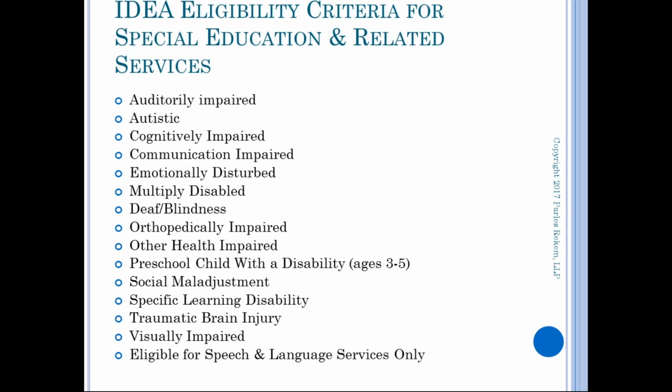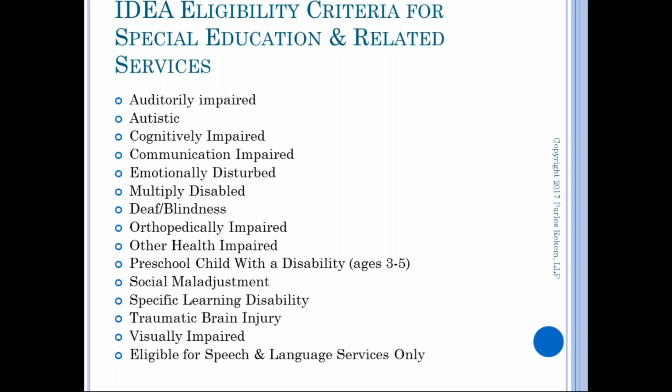Next slide. A child with a disability. Who is a child with a disability? Under the law, a child with a disability has to be in one of the classifications listed. These classifications you'll find on the first page of your IEP, and some of them are broader than others, but they're really saying what the child's disability is that's entitling them to the IEP.